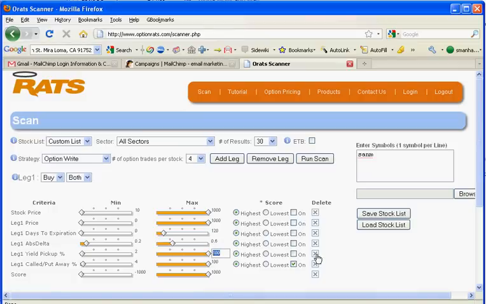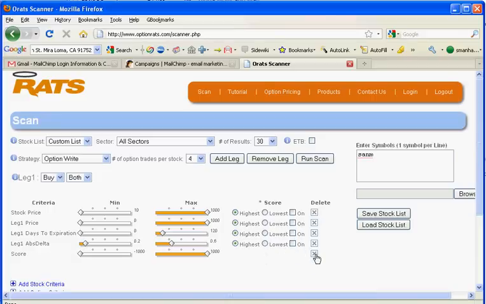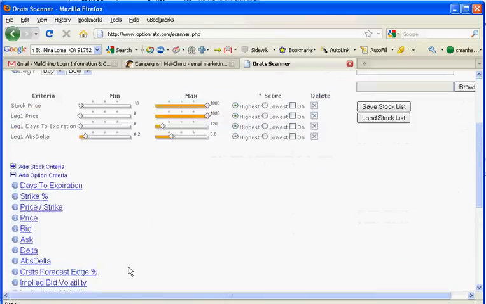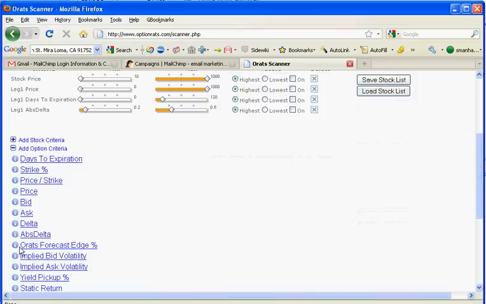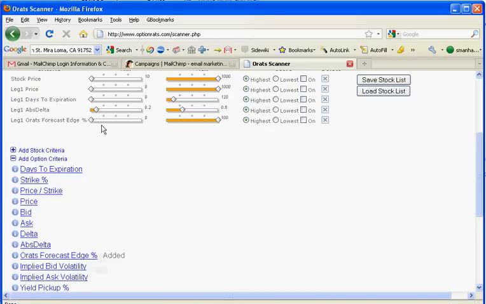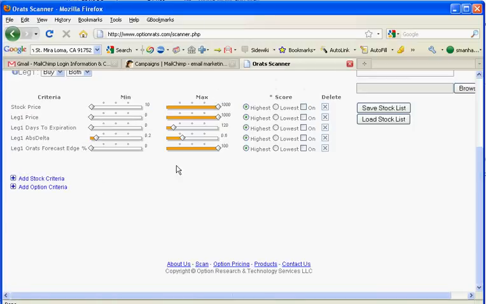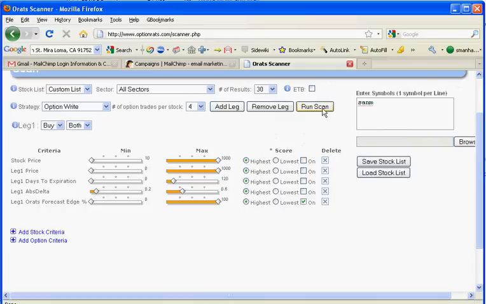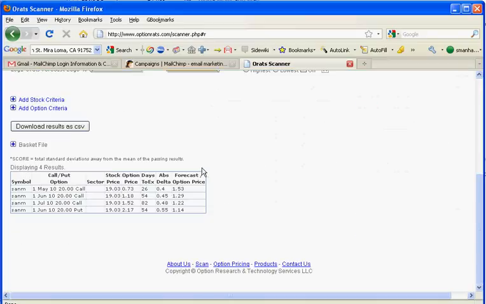We'll take out the yield pickup. That has more to do with option writers, as does the call away. And we'll add an option criteria here. We'll add the ORATS forecasted edge, and if you mouse over the I, it says it's the ORATS theoretical forecast value divided by the option or spread price. So we'll click on the hyperlink, add criteria. Since we're buying, we want the highest relation of the theoretical value to what's in the market. We'll turn that on, and we'll go ahead and do a scan and see what comes up for SANM.